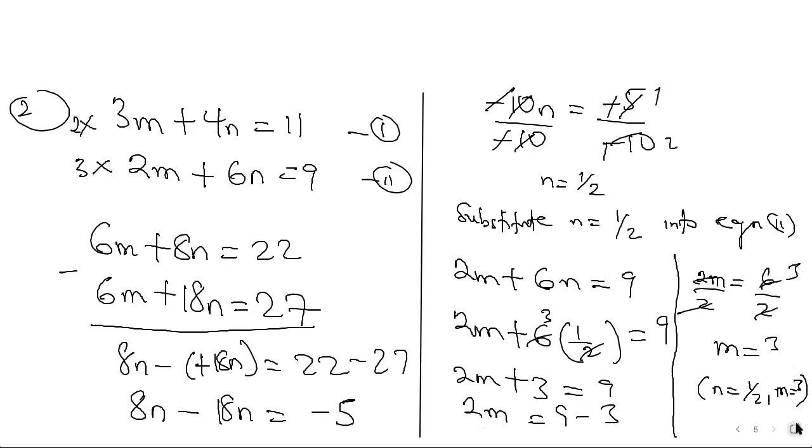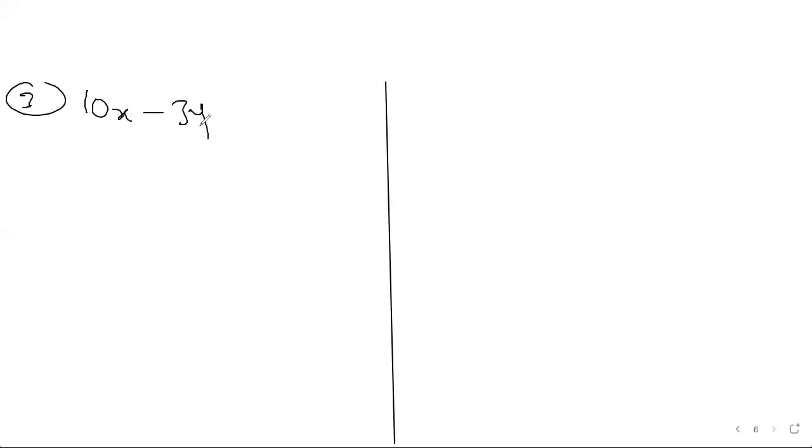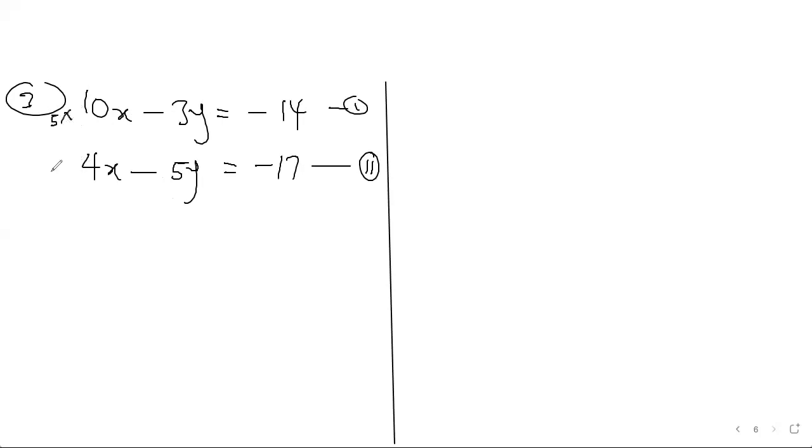So let's look at another example, the third example, example 3. You have 10x minus 3y equals minus 14 as equation 1, and 4x minus 5y equals minus 17 as equation 2. Now I want to eliminate y. So I want to make the coefficient of y the same. I multiply the first equation by 5, and the second equation by 3.